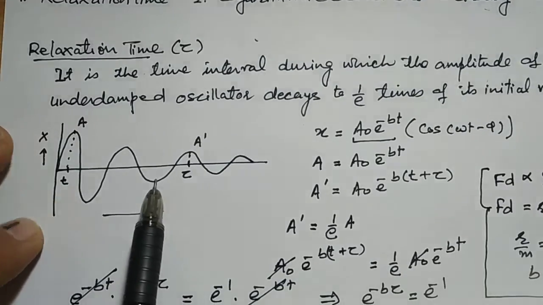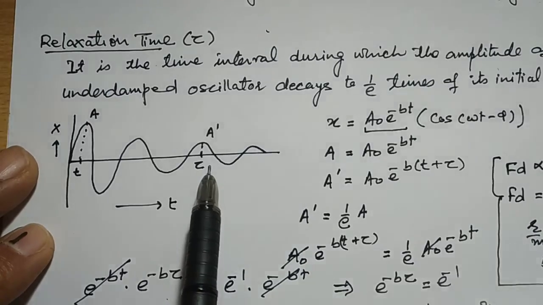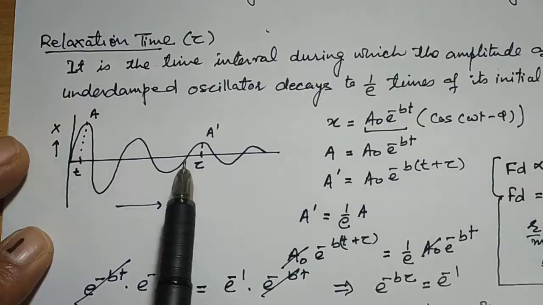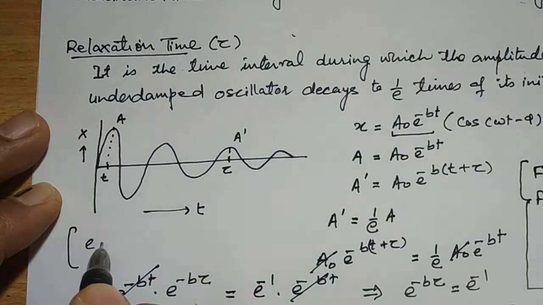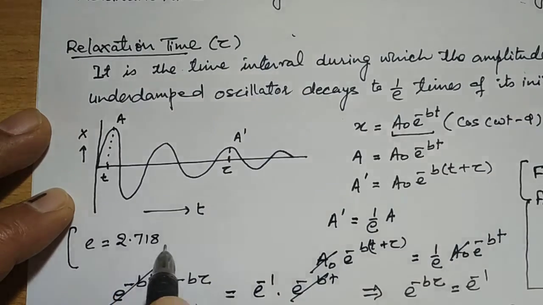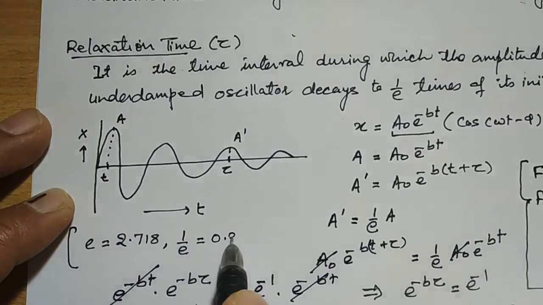So this is the meaning of relaxation time, and from this we can find where the amplitude falls to around 36.8% of original value, because we know that e is equal to 2.718 and its reciprocal 1 over e is 0.368.